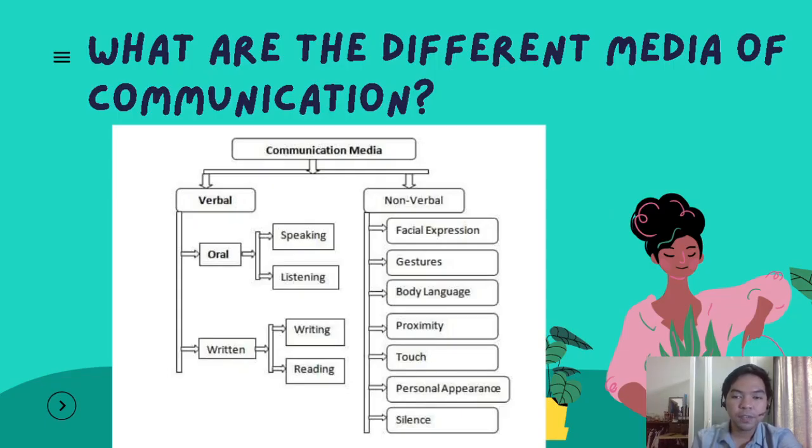Next, what are the different media of communication? Here's a visual aid showing the different branches of communication media. Communication media is divided into two: the verbal and the non-verbal. Under verbal, we have oral communication and written communication. For oral, we have either speaking or listening, and for written, we have either writing or reading. For non-verbal, here are some examples, but they are not limited to these: facial expressions, gestures, body language, proximity, touch, personal appearance, and silence.